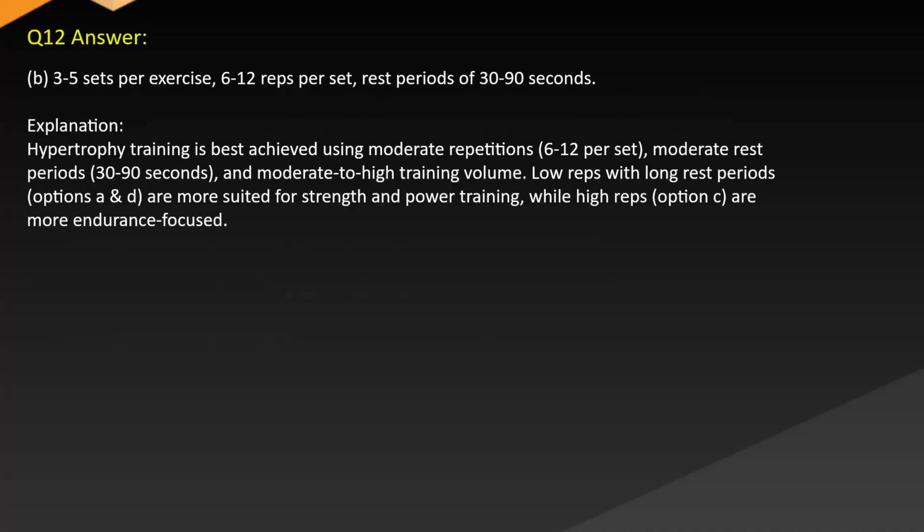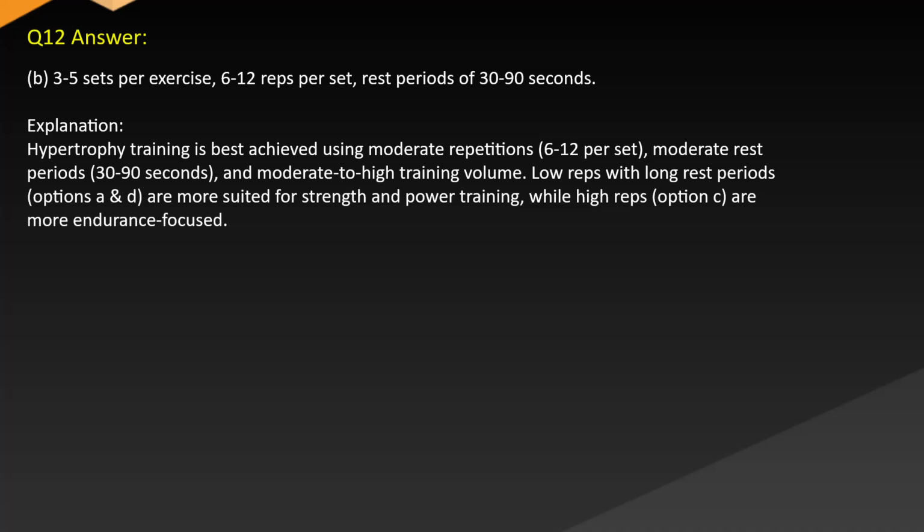Answer B. 3-5 sets per exercise, 6-12 reps per set, rest periods of 30-90 seconds. Explanation. Hypertrophy training is best achieved using moderate repetitions, 6-12 per set, moderate rest periods, 30-90 seconds, and moderate to high training volume.